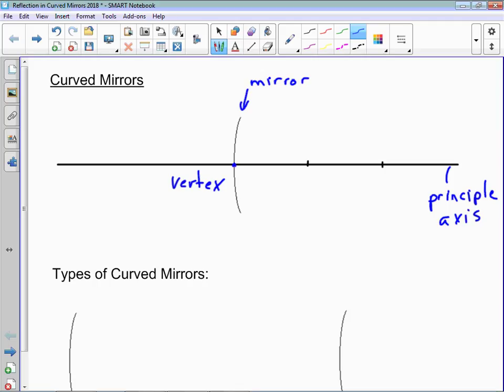Every curved mirror will have a spot. If it's a good curved mirror, it'll have a spot where all the light rays that are coming in parallel to that principal axis will all reflect to one spot. And that spot that we label F is called the focus.